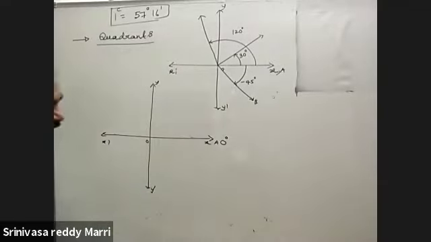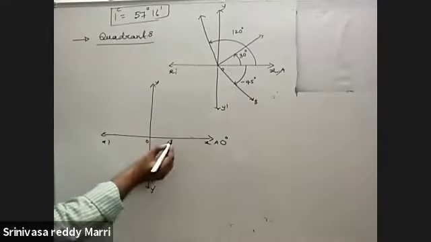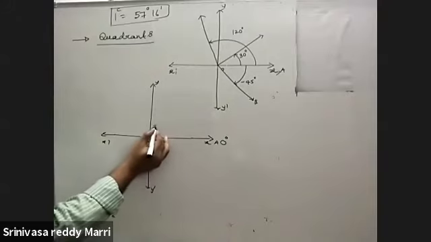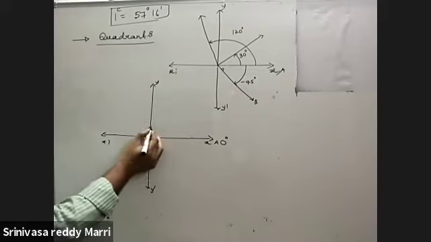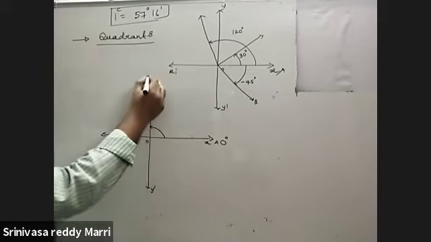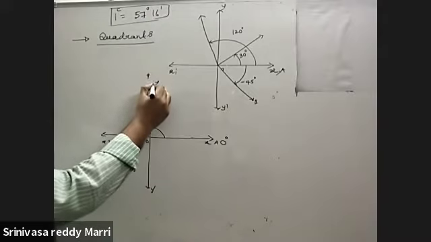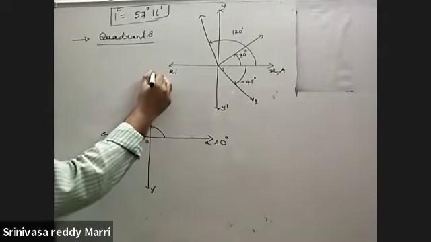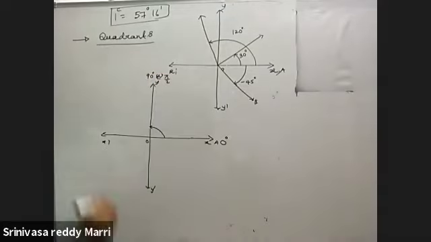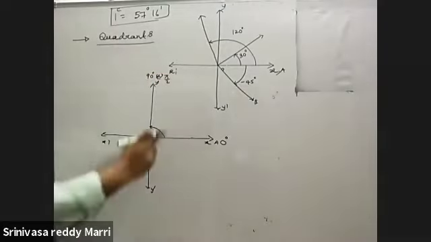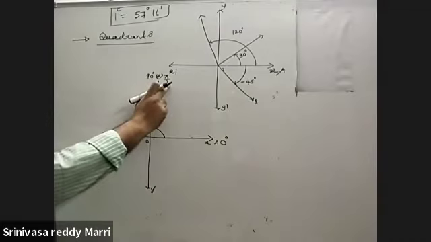Now 90 degree. Suppose you have to mark 90 degree. Positive 90 degree means it comes to OY. So this is the angle, this is the angle 90 degree. That means this ray is 90 degree, or in radians pi by 2. 90 into pi by 180 gives pi by 2 in radians.